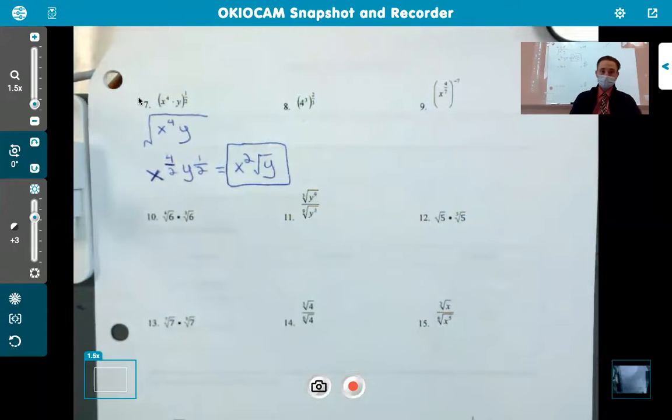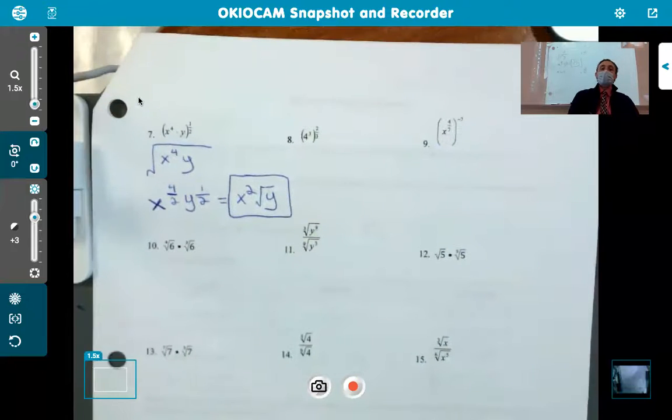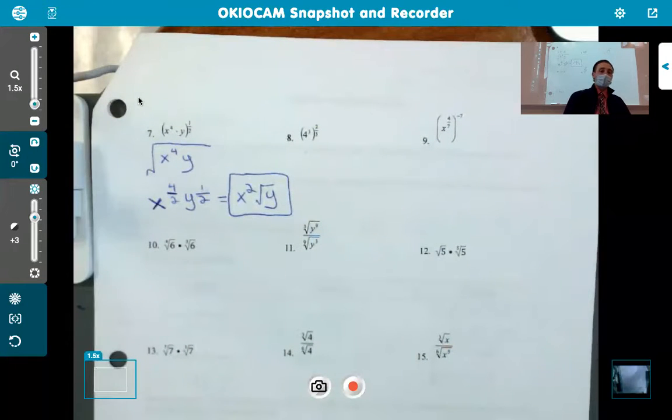Okay. Any questions about that example? Okay. Keep moving along here to number 9. I have x to the 4/7, and that entire quantity is raised to the -7.